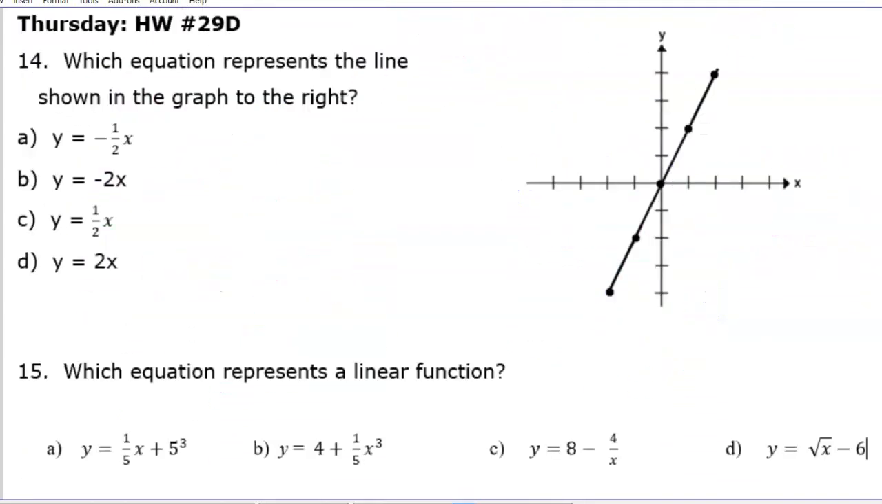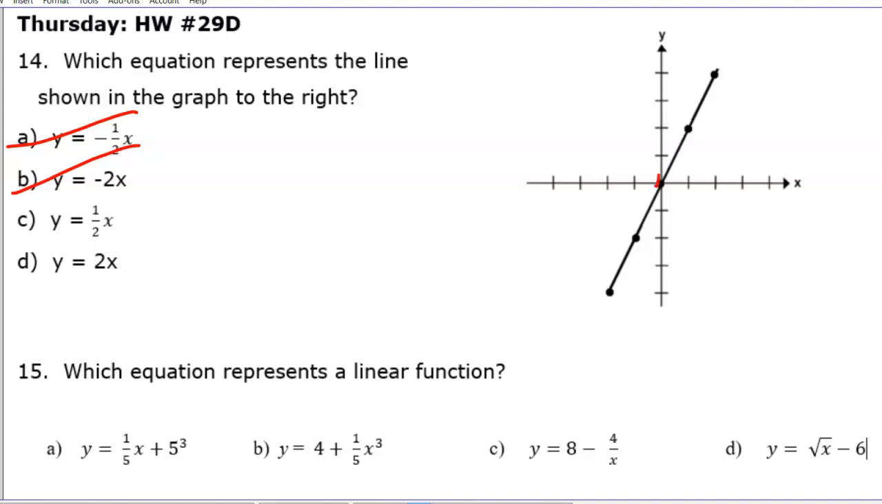Nope. Last box. Which equation represents the line shown in the graph to the right? Well, if you haven't drawn them already, you always need to find perfect corner points on your graph. And let's do some common sense. Is this line going up or down? It's going up. So anything with a negative coefficient would be wrong. This line is increasing, so these are wrong.